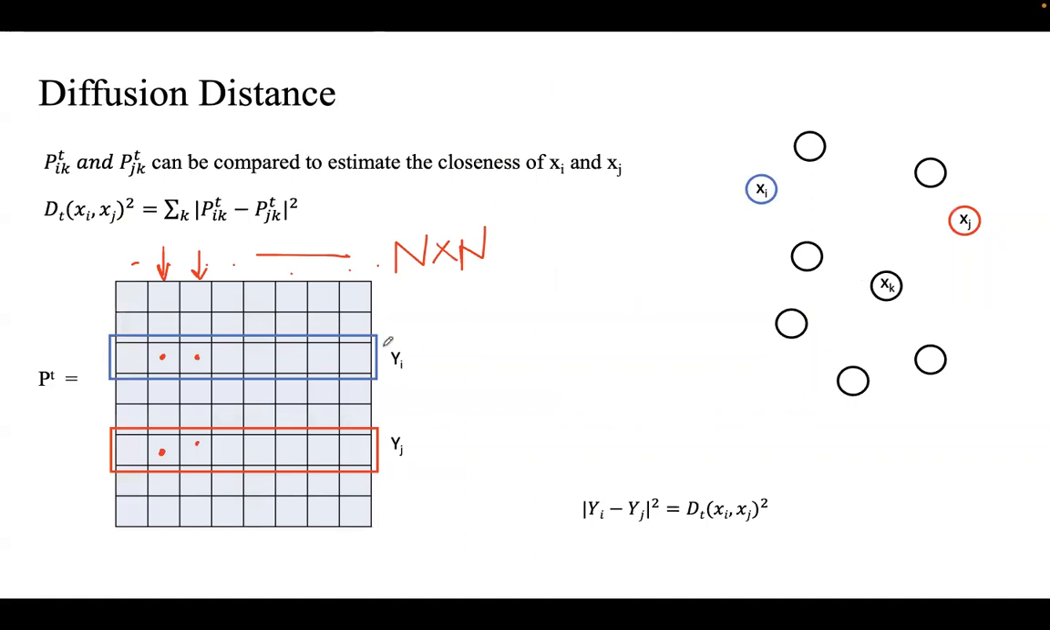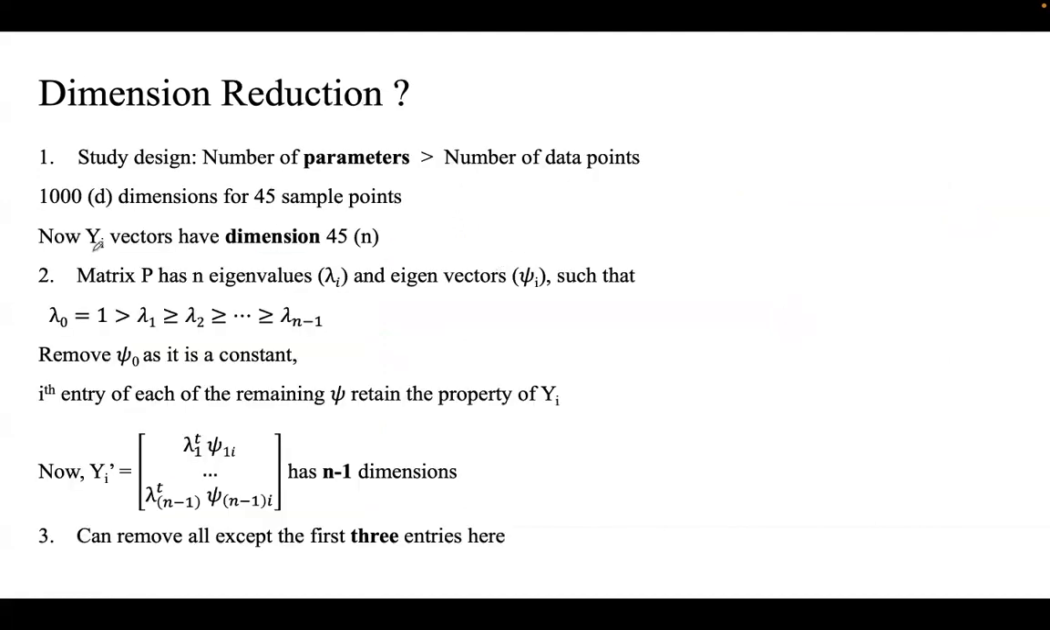Now the dimension of this matrix is n into n, where n is the number of data points. So the yi vector that we are talking about, the ith vector for the ith data point, has n dimensions. So in this case, 45. Initially, xi had 1,000 dimensions. Now xi has 45 dimensions. So this is our first step of dimension reduction in case of diffusion maps.